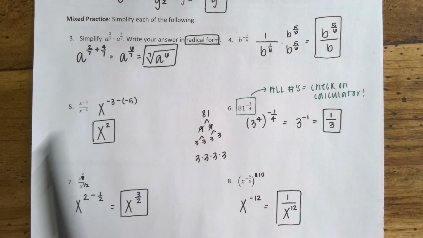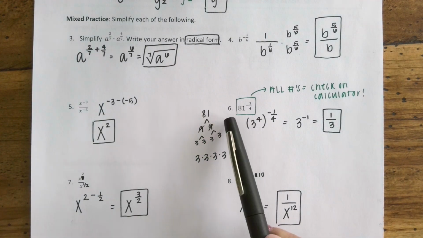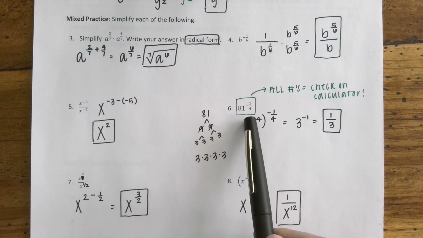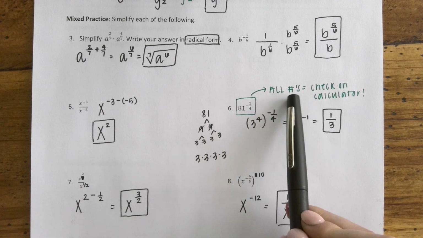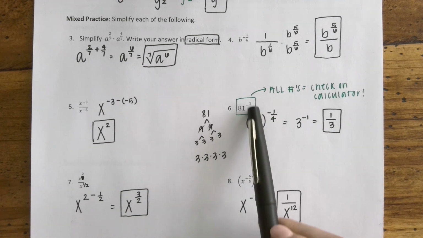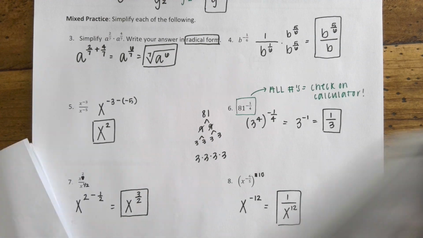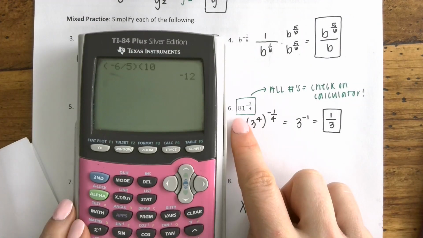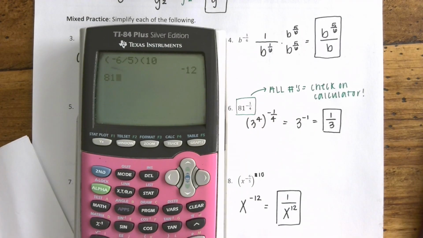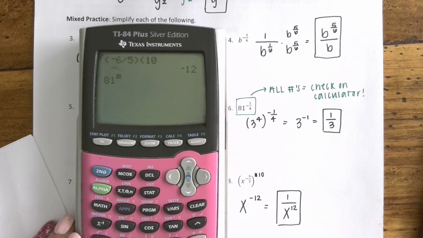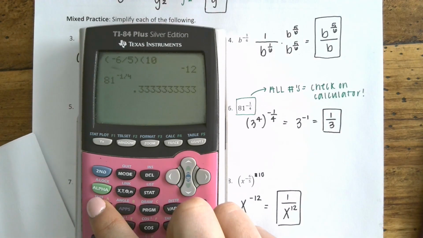And number 6 did not have any variables. It was all numbers, so no variables here, which means we could check our work here fully on our calculator. So we could type in 81 with an exponent of negative 1/4. And when I change that to a fraction, it does give me 1/3.